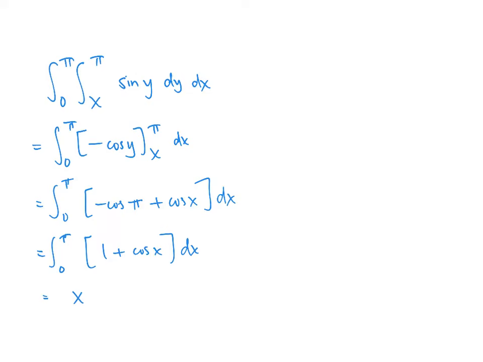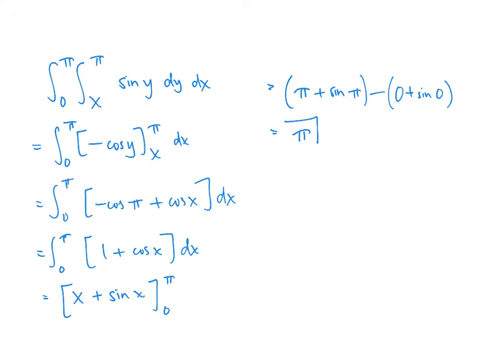Antiderivative of 1 is x, antiderivative of cosine x is sine x. Plug in pi, plug in 0, and subtract. When we plug in pi, we get pi plus sine pi. When we plug in 0, we get 0 plus sine 0. Sine of 0 is 0, sine of pi is 0, so this just gives us pi.